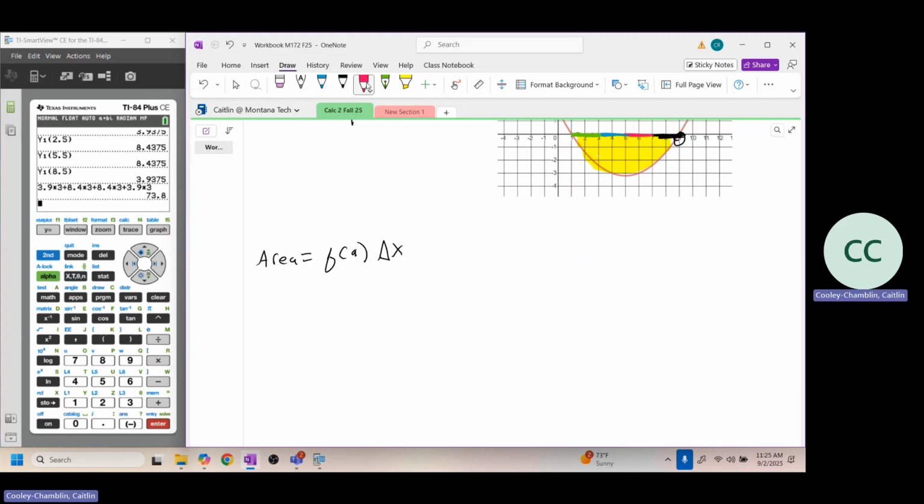And then my next rectangle, my pink one, I'm going to start at 7 and go down to the curve and go over 2 and go back to the x-axis. So plus f evaluated at 7, delta x.